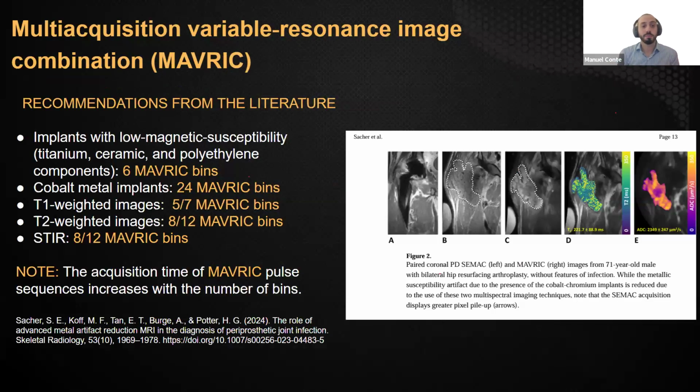Recommendation from the literature: in practical work, it's good to use 6 Maverick beams for paramagnetic implants, 24 Maverick beams for cobalt, 5741, 81242, and 812 for stir. In this image, you can see the metal implant in image A, and 𝐶mac and Maverick compared to each other. And it's been demonstrated from this article that the Maverick has less pile-up artifact compared to the 𝐶mac.